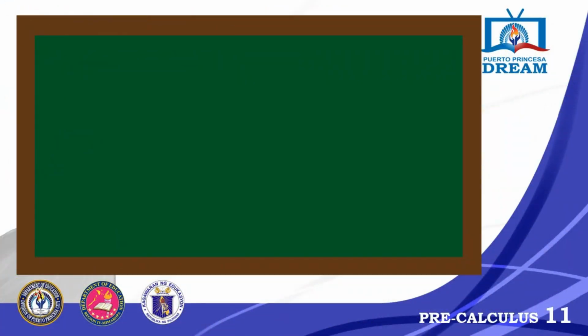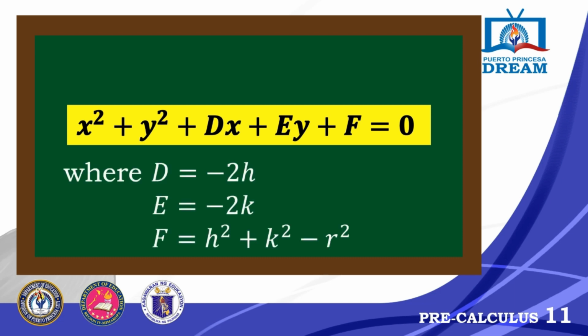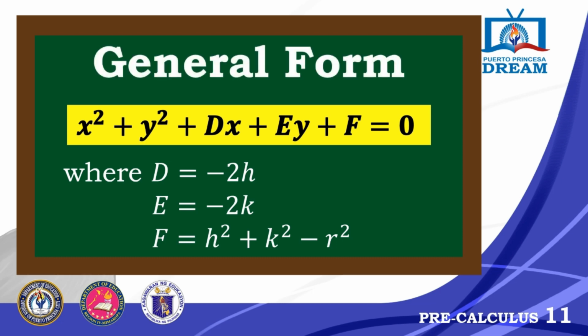The standard form of the equation of a circle can also be written in another form. That is, x squared plus y squared plus dx plus ey plus f equals 0, where d is equal to -2h, e is equal to -2k, and f is equal to h squared plus k squared minus r squared. This form of equation is what we call the general form. Let's have an example.